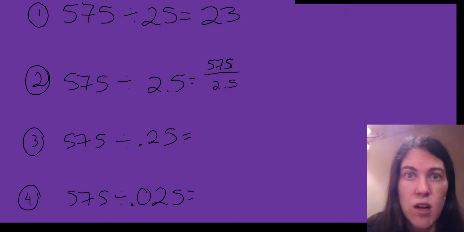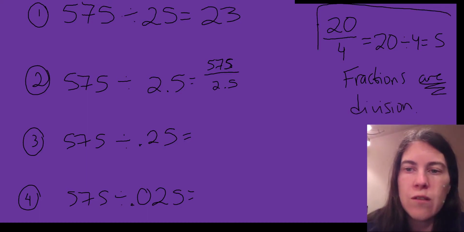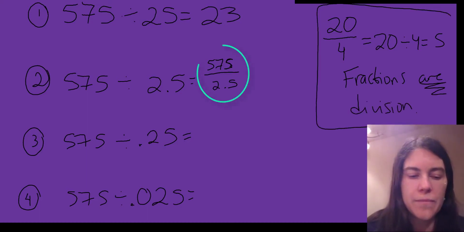Fractions are division. For example, 20 over 4, that's 20/4, or 20 divided by 4, which equals 5. That's 5 wholes. Fractions are division. I'm going to go back to my problem over here.